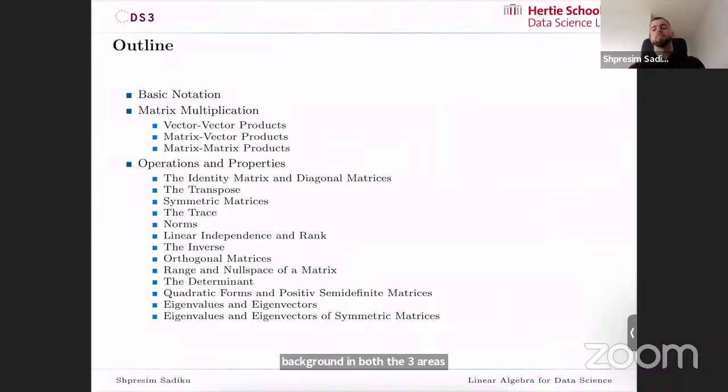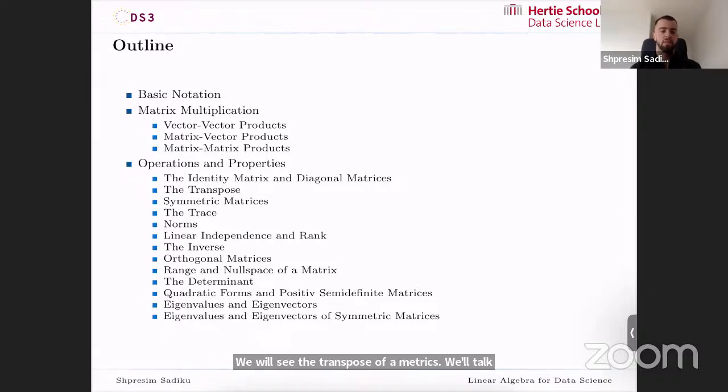All right, so just to give a brief outline, we will first start with giving some basic notation, then we will see matrix multiplication. Here we will talk about how vector-vector products work. We will see how matrix-vector products work, matrix products, and then we will see some more operations and properties from linear algebra. So we will see the identity matrix, which is used a lot in data science. We will see diagonal matrices. We will see the transpose of a matrix.